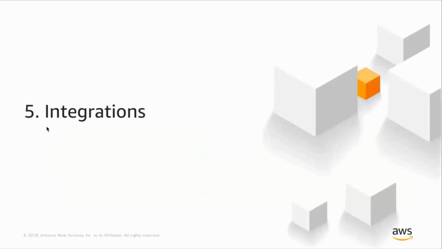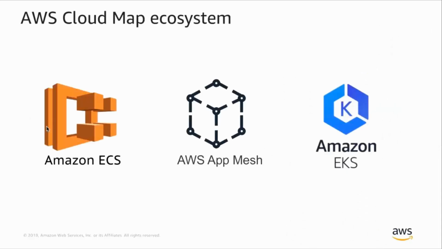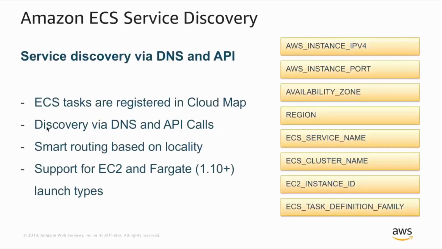Now let's take a look at integrations. Cloud Map is currently integrated with Amazon ECS, Amazon EKS, and the support for AWS App Mesh is coming. With ECS, when you enable service discovery, you pretty much don't need to do anything else. All ECS tasks are registered in Cloud Map automatically. You can discover them either via DNS or via API calls.